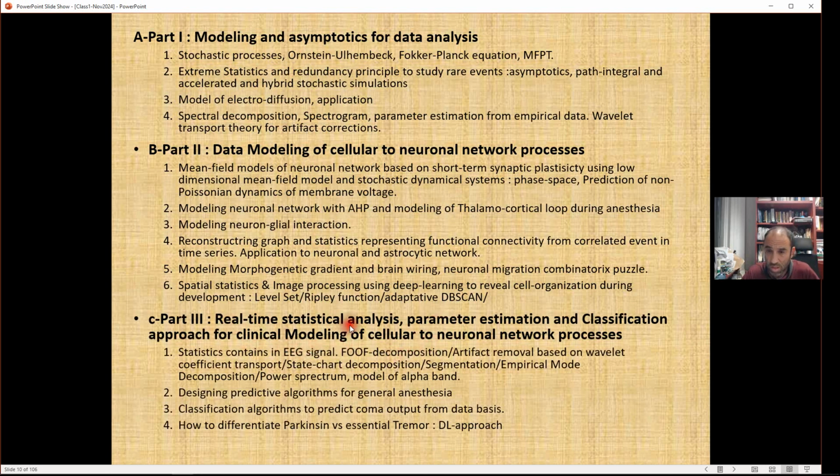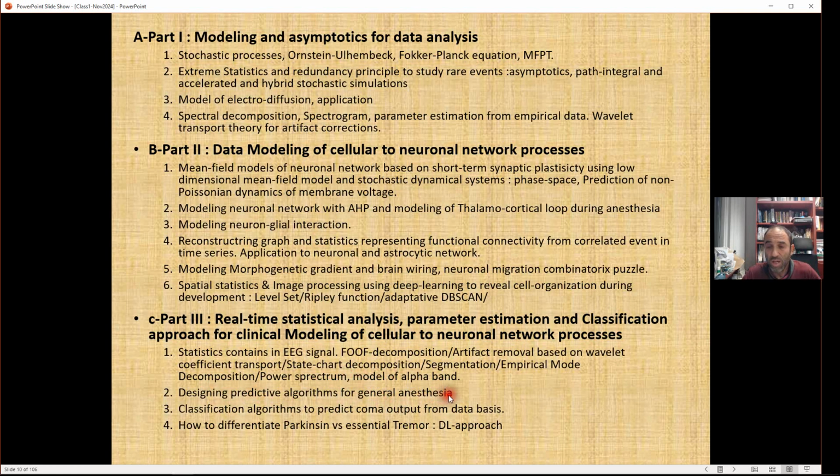So finally, we'll discuss parameter estimation in real time. Real time is a really challenging condition. So how can you use EEG statistics in real time, together with modeling, to make predictions? We'll discuss statistics contained in the EEG signal and different methods of decomposition of the EEG, and how we can decompose the brain, not exactly with a Markov chain but with an equivalent, called a state chart decomposition. We'll discuss a bit of empirical mode decomposition and power spectrum analysis to extract specific features inside a band called the alpha band.